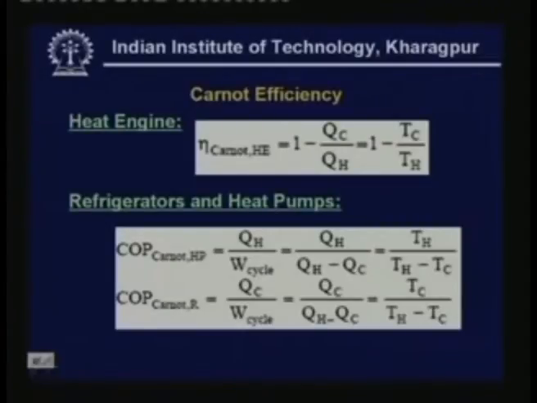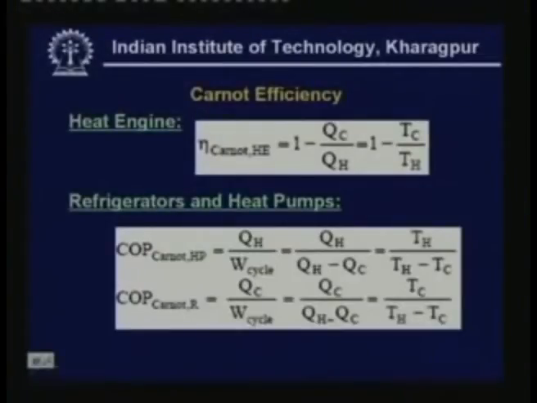In case of refrigerators and heat pumps, normally we do not use the term efficiency, we use the term coefficient of performance. In short, it is COP. C stands for coefficient, O stands for of, and P stands for performance. So the efficiency of any refrigerator or heat pump system is defined in terms of COPs. Now the COP of a Carnot heat pump, that means the COP of a reversible heat pump operating between two temperatures Th and Tc, is given by Th divided by Th minus Tc, and the COP of a Carnot refrigerator is given by Tc divided by Th minus Tc.